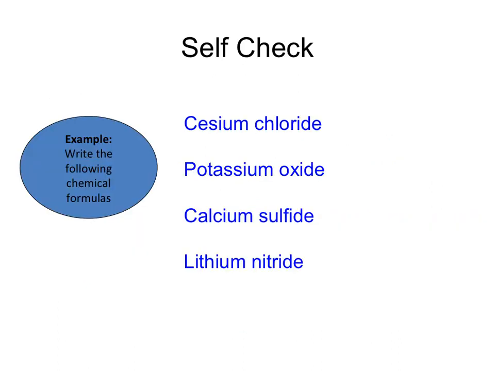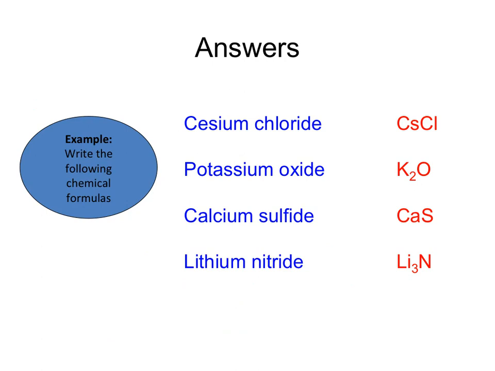So it's time for you to do your self-check. Go ahead and try to write the formulas for these 4. Go to the next slide to get the answers. Alright, so cesium is Cs in column 1. Chlorine is in column 7 with a -1 charge. The +1 and the -1 can cancel each other out, and so the answer is CsCl.